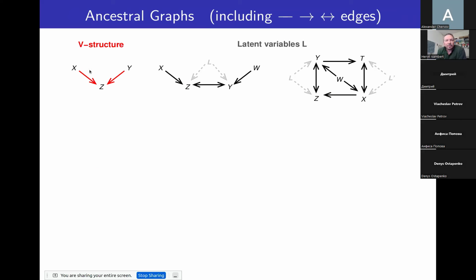But as we just said, you can also have a bidirected edge, which is basically when you have two V structures that share an edge. So here we have two V structures, X, Z, UI, and Z, UI, W, that share this edge, as if there was some common cause L not observed in the data.